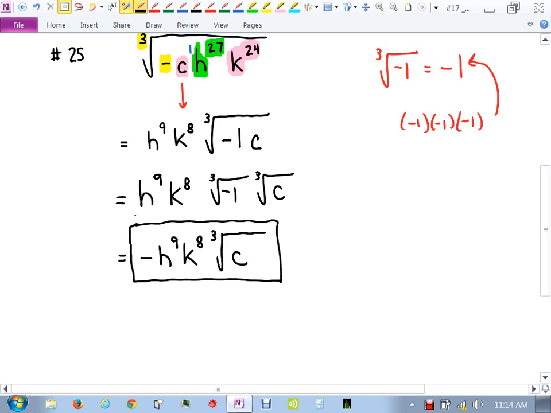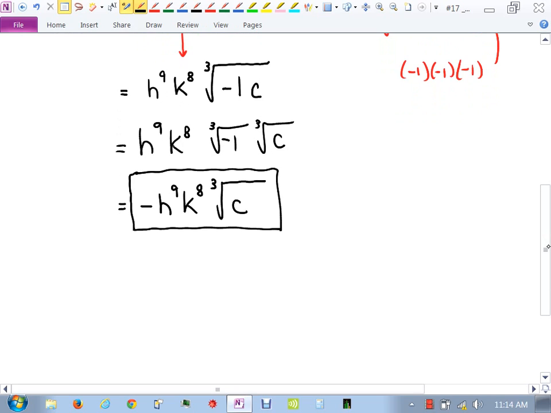Still underneath the root? See, I had this one too. Isn't that the answer? 8.5. Yeah, that negative has to come out like a negative 1. Yes.